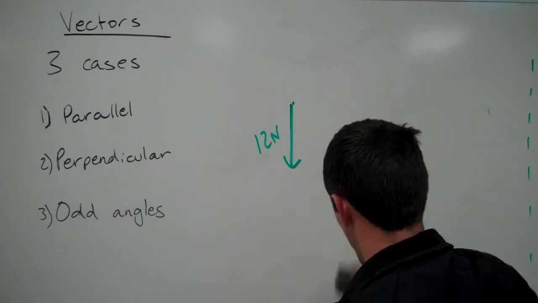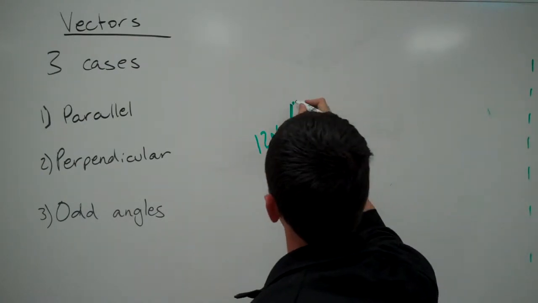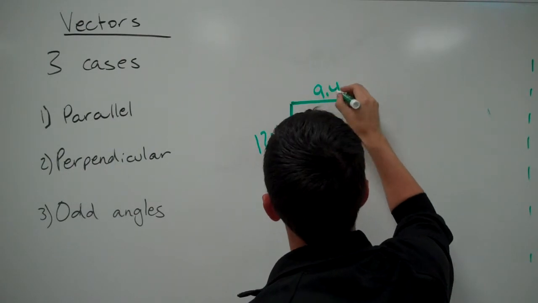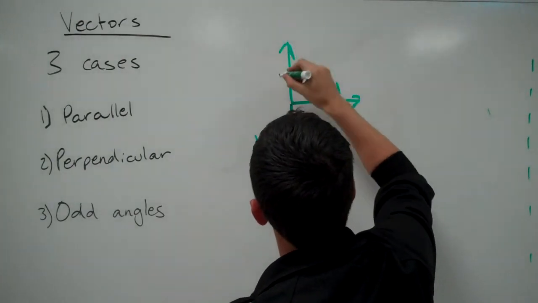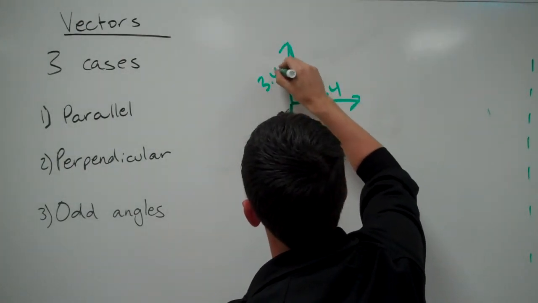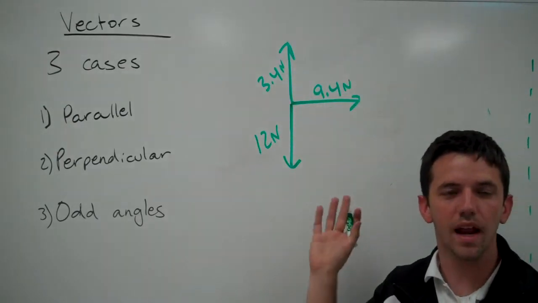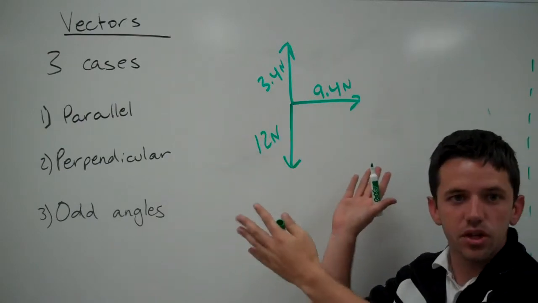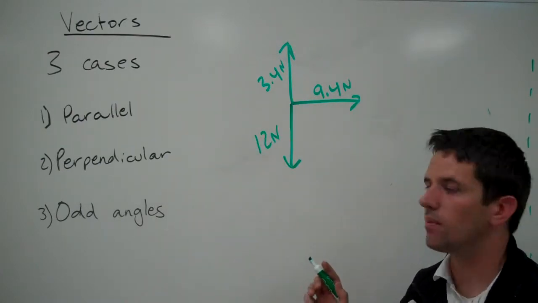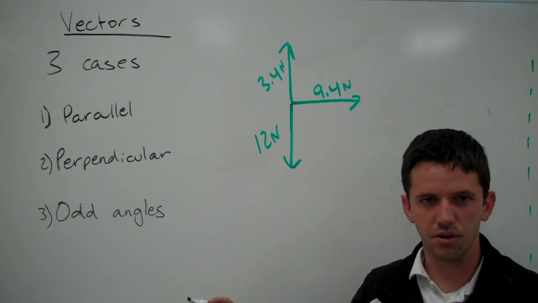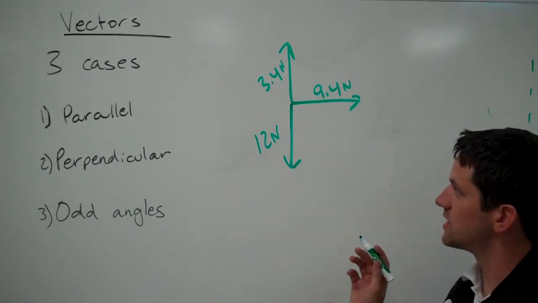And I now know that I have a horizontal component of 9.4 and a vertical component of 3.4, newtons and newtons. So I have broken down that one angle I had into these two components. The biggest thing people will mess up is they'll get these components and they'll still try to use that other angle that they had. Once I've broken it down, I don't need it anymore. I'm going to use these things.